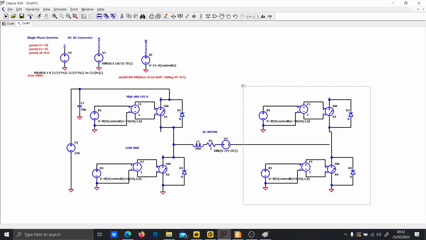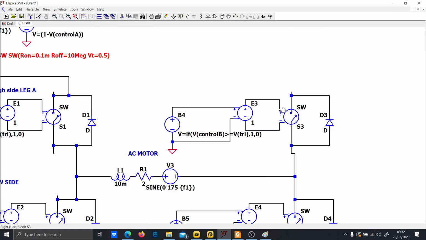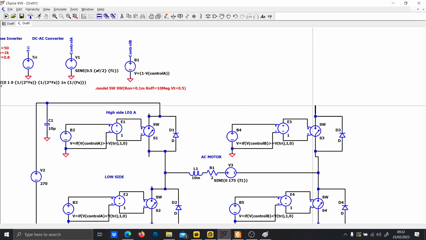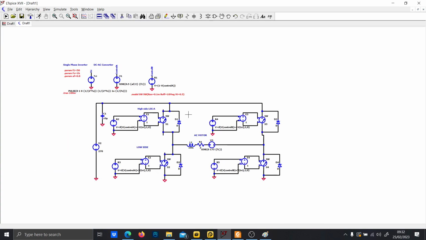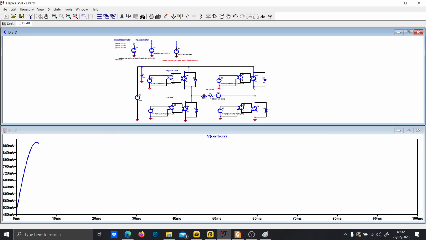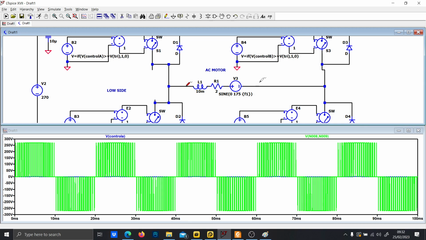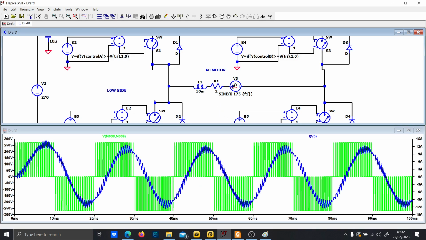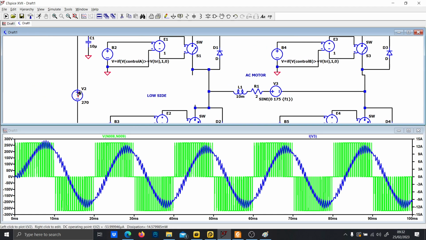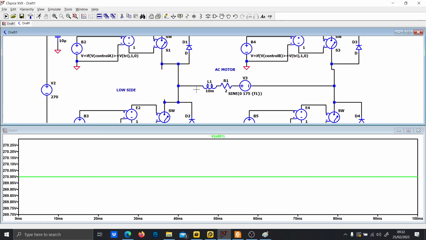Now let's shrink the circuit. Sorry, this is not connected, by the way. Let's connect this to this, and now let's run the simulation and see what happens. So this is the motor, this is the voltage across the motor, and you may not see it, but this is an AC voltage, and if you check the current, as you can see, the current is AC. We have successfully converted a DC voltage to an AC voltage for your motor.